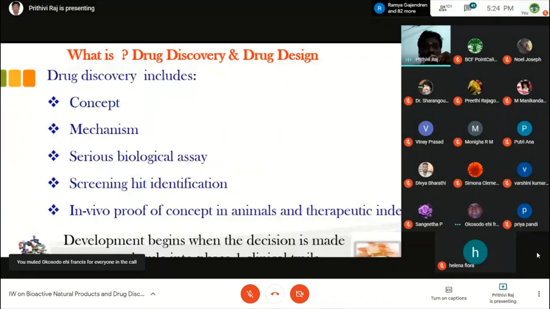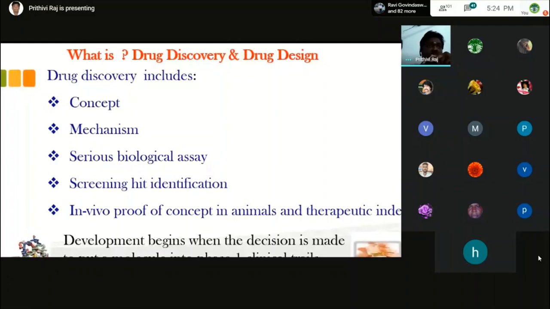Number two: if you choose any drug from natural resources, for example, we eat spinach and moringa, and also other natural products, vegetables and leaves. If you choose a natural substance for drug discovery, we have to know the mechanism. Mechanism means whether it will act on cancer, diabetes, or have antiviral activities.